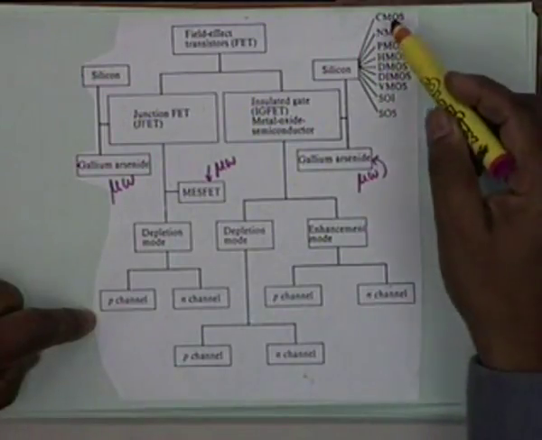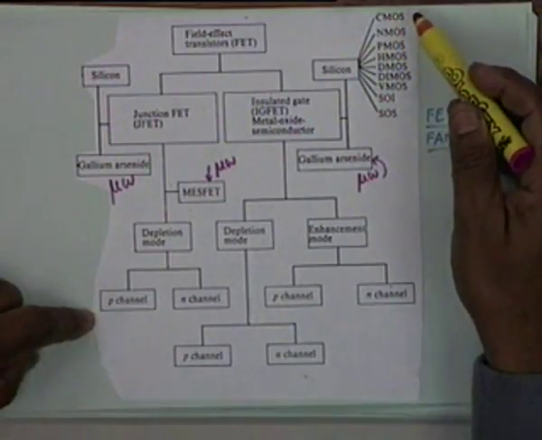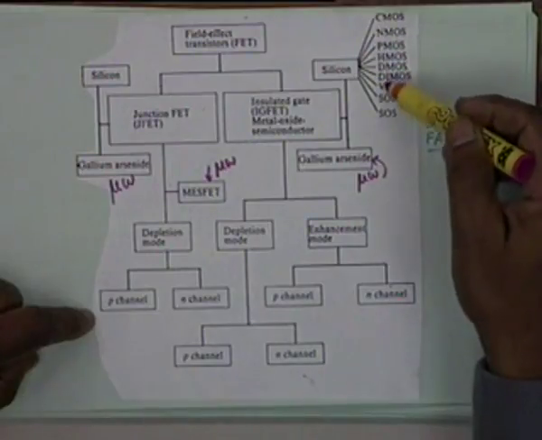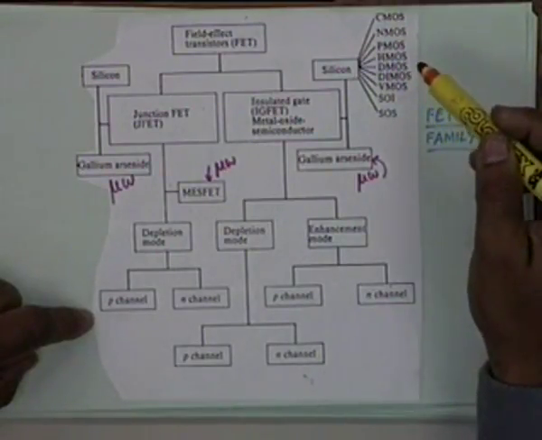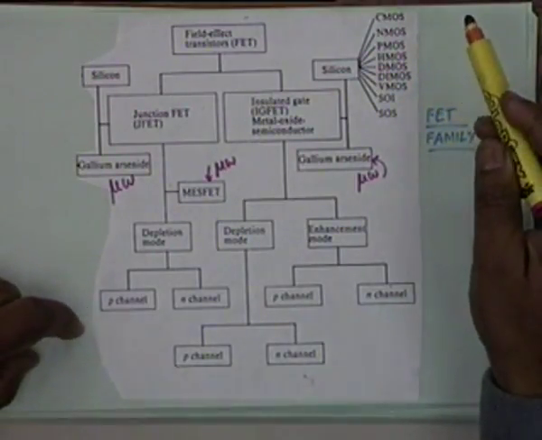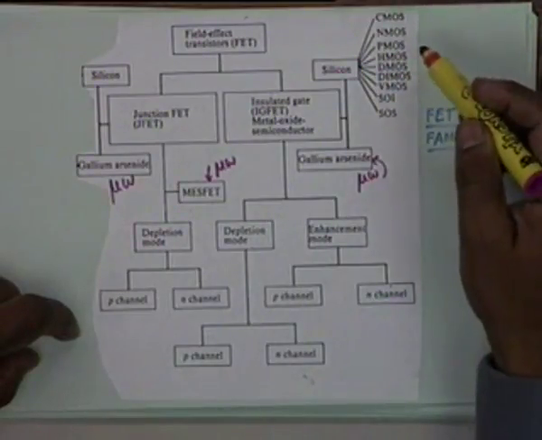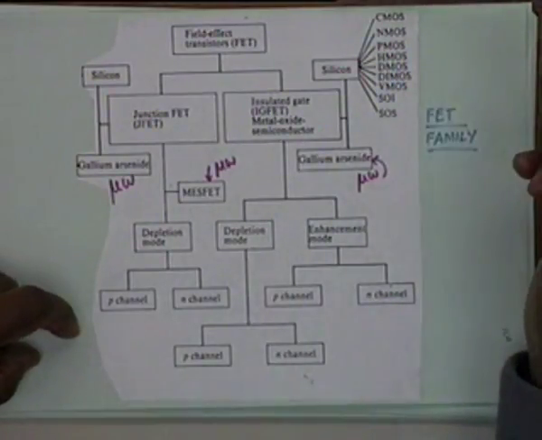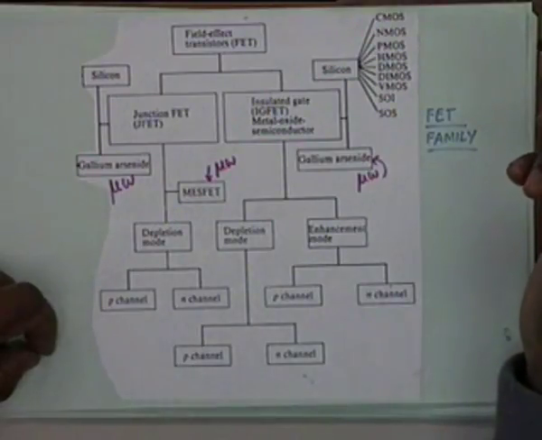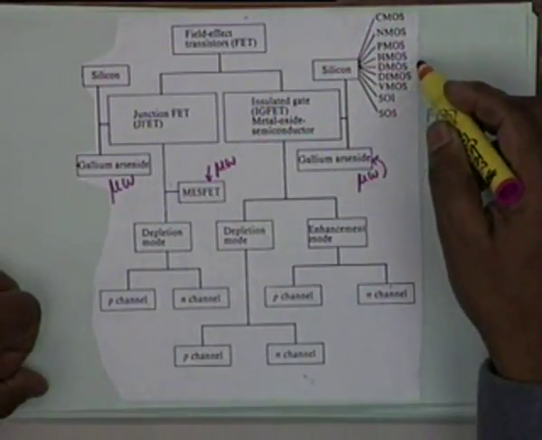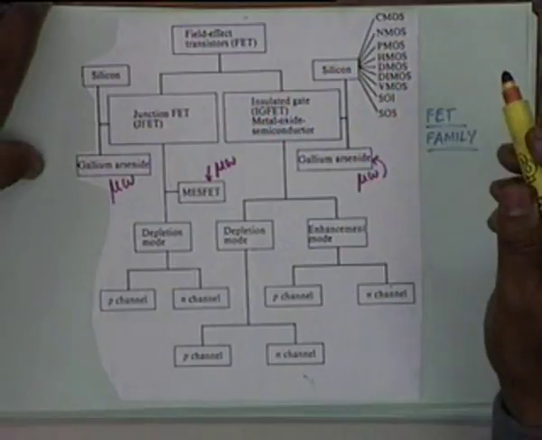For example, NMOS is N-channel MOS. PMOS is P-channel MOS. There are many other nomenclatures. CMOS stands for complementary MOS. Some of these you will get to know in detail in digital integrated circuits. For example, HMOS is high performance metal oxide semiconductor, DMOS is double diffused, and so on and so forth.